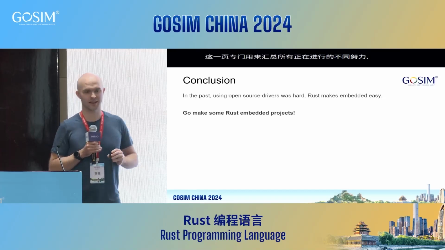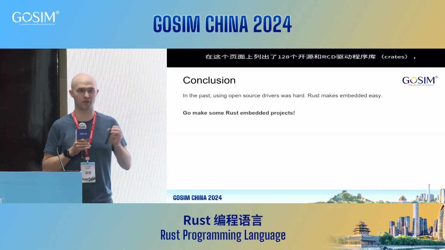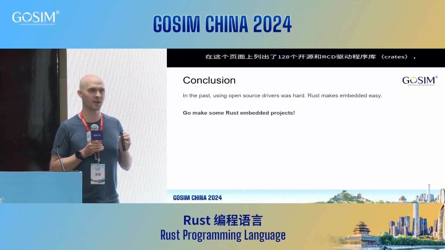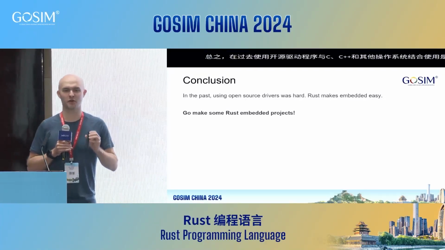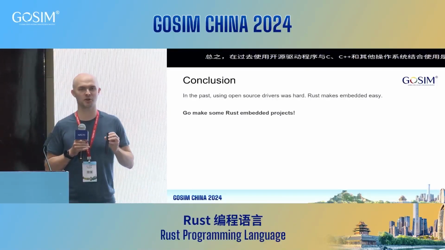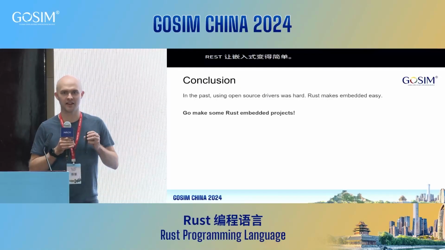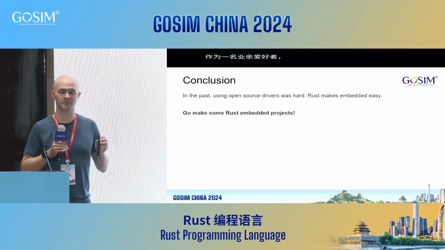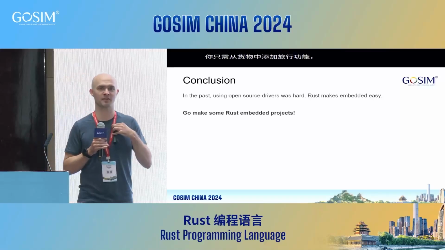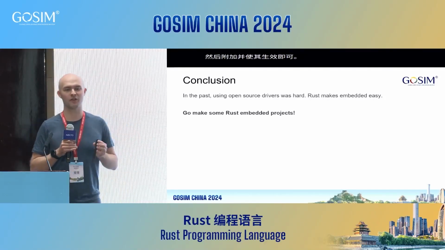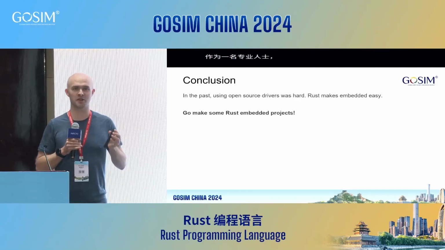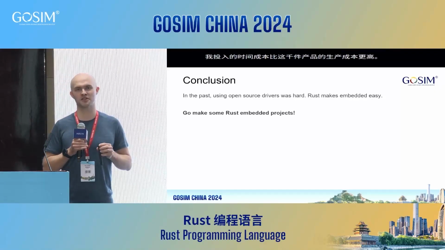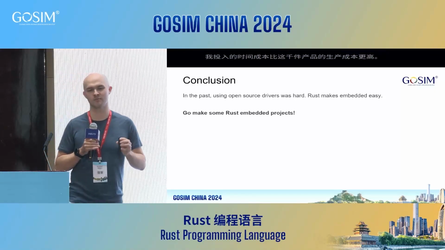In conclusion, in the past, using open source drivers was hard with C and C++ and other operating systems, but Rust makes embedded easy. I think it's really important to value what a change this is. As a hobbyist, you can just run cargo add driver, attach it, and it works. As a professional, if I want to make 1,000 pieces of a device, my time is more expensive than the production cost of those 1,000 units. So if I can find a nice Rust open source driver, but the chip is maybe a dollar more expensive than another chip, I'll use the more expensive chip because it saves the customer time and money.